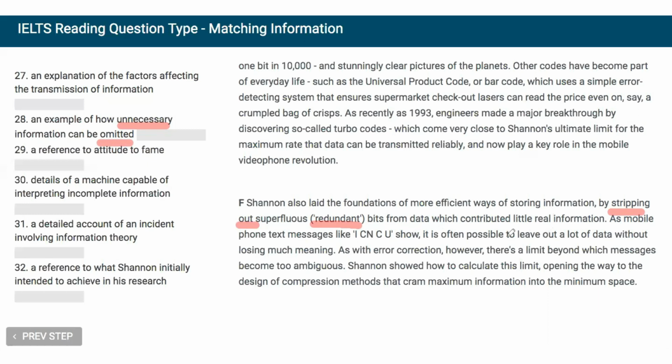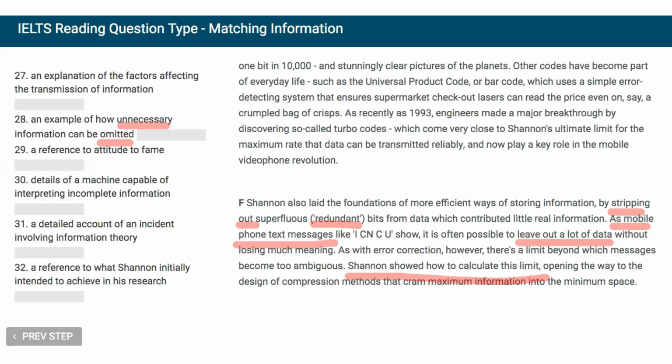This gives us an example. For example, it says here, as mobile phone text messages, shows you an example of how data can be left out. And so we see Shannon showed how to calculate this limit. I would say that this is a very good example of how unnecessary information can be omitted, and I would definitely put F as number 28.